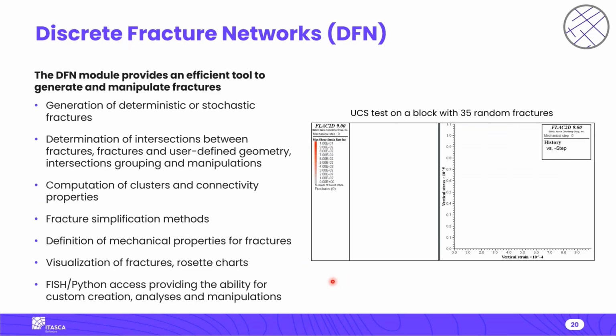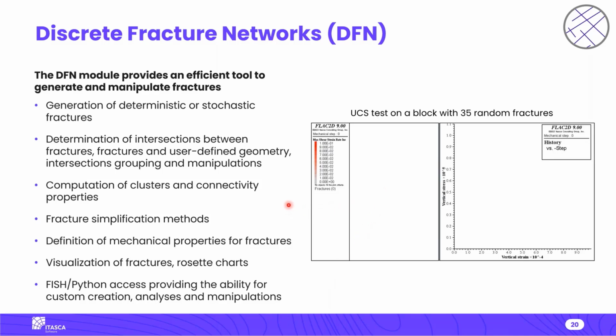FLAC2D also allows people to use a discrete fracture network, and it provides an efficient tool to generate and manipulate fractures. With discrete fracture network, you can generate the deterministic and stochastic fractures. You can determine intersections between fractures, fractures and user-defined geometries, and so on. You can compute clusters and connectivity properties, simplify fractures, define mechanical properties of fractures, obviously visualize them, and you also have Fish and Python access to fracture network.